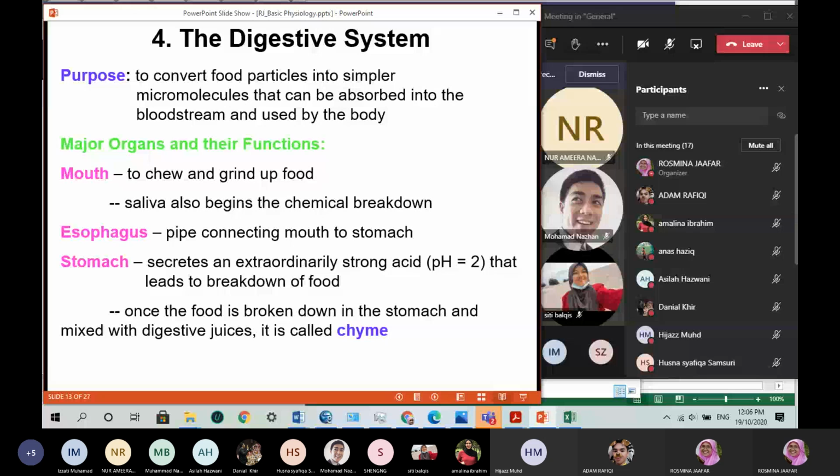So the major organs of the digestive system comprise the mouth, which is the space that receives the food. Inside the mouth, you have your teeth, which function to chew and grind the food. And inside the mouth there are also salivary glands, and your saliva contains lots of enzymes that allow chemical breakdown of the food particles.